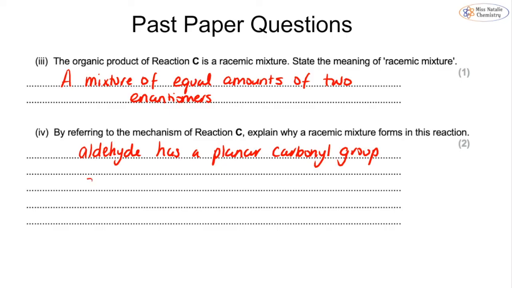And because it's planar, the CN can attack equally from either side. And you could say from right or left, top or bottom, above or below, however you want to phrase it. But the most important part, the carbonyl is planar, therefore the nucleophile can attack equally from top or bottom, and that gives you your racemic mixture because you can form both of your enantiomers.